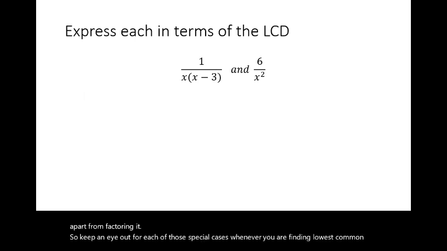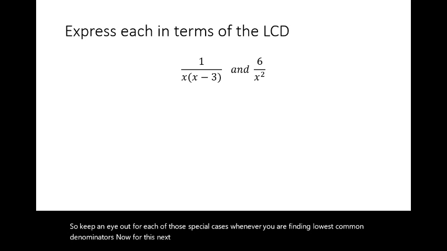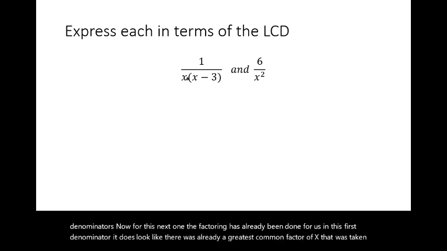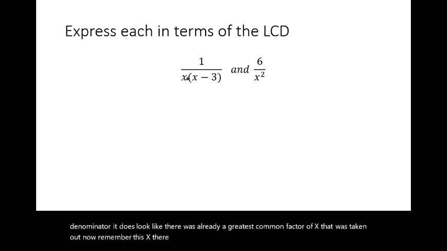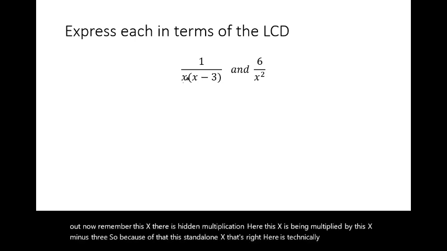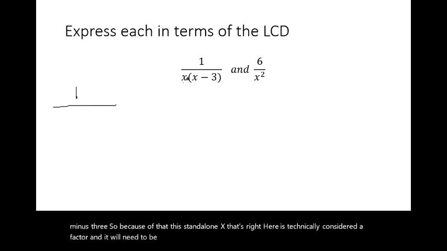Now for this next one, the factoring has already been done for us. In this first denominator, it does look like a greatest common factor of x was already taken out. Now remember, there is hidden multiplication here. This x is being multiplied by this x minus 3. So because of that, this standalone x right here is technically considered a factor, and it will need to be factored in when you're finding the lowest common denominator.